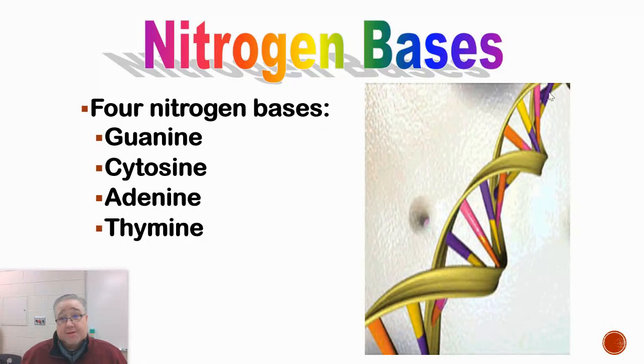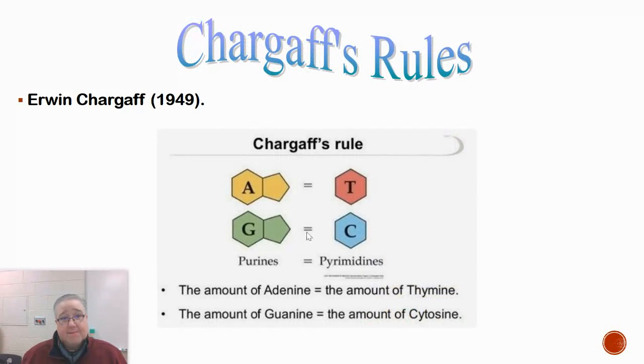So, for example, this picture here showing you this piece of DNA. You'll notice all these different colors, right? These different colors are showing you just the different nitrogen bases that make up the molecule. But we need to make sure we know these names: guanine, cytosine, adenine, and thymine.